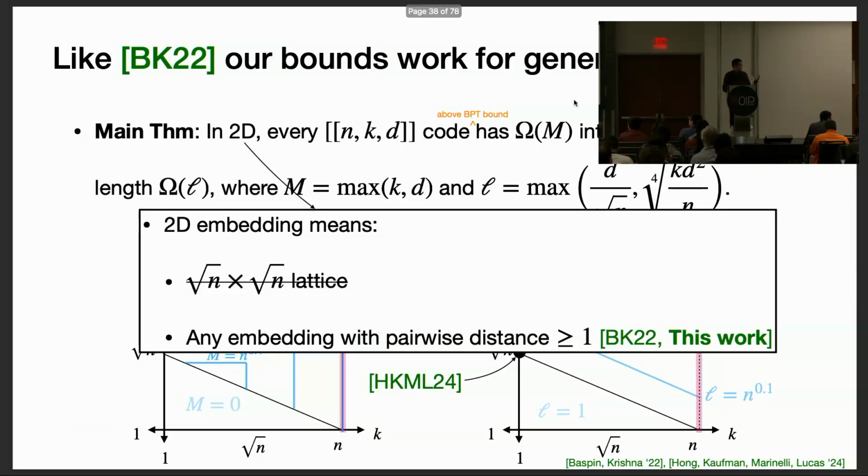Lastly, I'll point out that like in Baspin and Krishna's work, our bounds work for general embeddings. I mentioned before, I defined a 2-dimensional embedding as you put your qubits on a root n by root n lattice, and local means that they are a constant distance apart. But you can also consider more general embeddings where the qubits just have to have pairwise distance at least 1, but you can put them wherever you want. And our bounds also work when you allow a more general embedding.